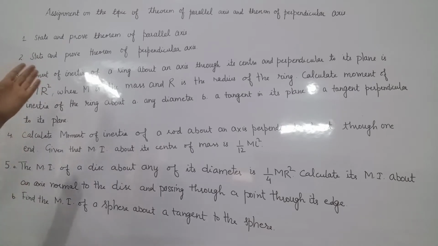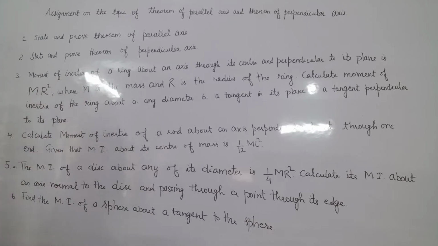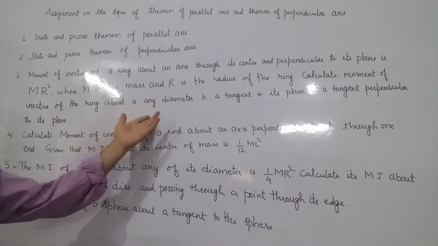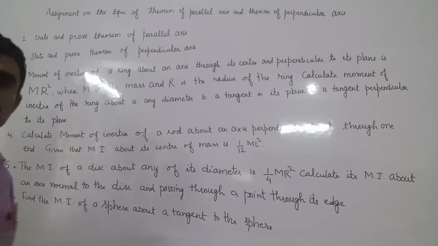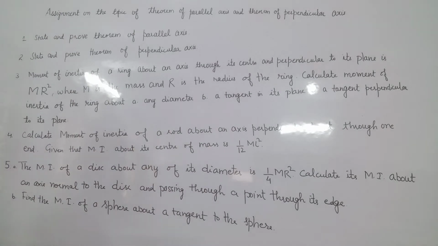The topic has been taught earlier also. The video has been shared. The third question: the moment of inertia of a ring about an axis through its center and perpendicular to its plane is MR square, where M is the mass and capital R is the radius of the ring. You have to calculate the moment of inertia of the same ring about any one of the diameters. In this part, we will make use of theorem of perpendicular axis, tangent in its plane.